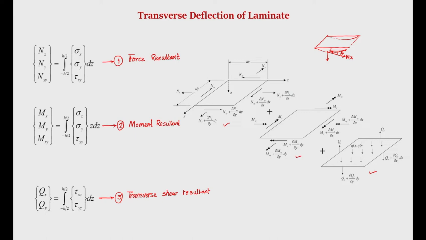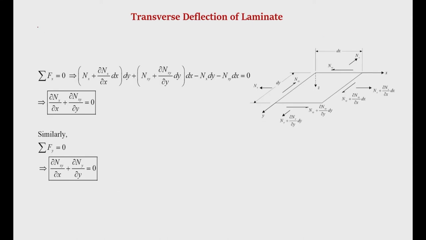Now, considering equilibrium, both the force as well as moment equilibrium, first we consider the force equilibrium. Considering equilibrium along x, the sum of all the forces along x equals 0. You can see from this figure, this is along positive x, this is along negative x, so we have written accordingly. Similarly, this is along positive x, this is along negative x, and we sum them up to 0. So from the force equilibrium along x, we get this equation. Suppose this is our equation number 4.